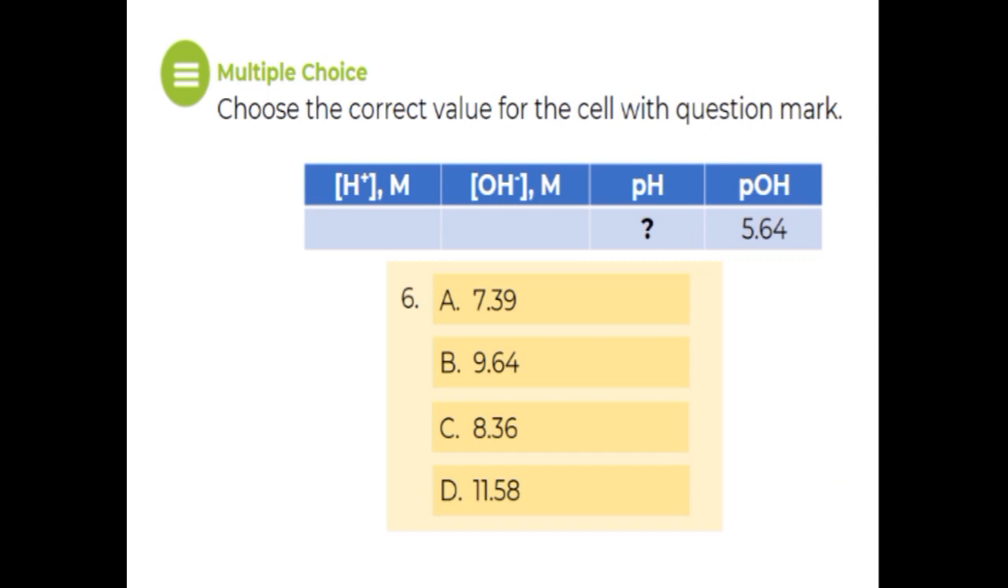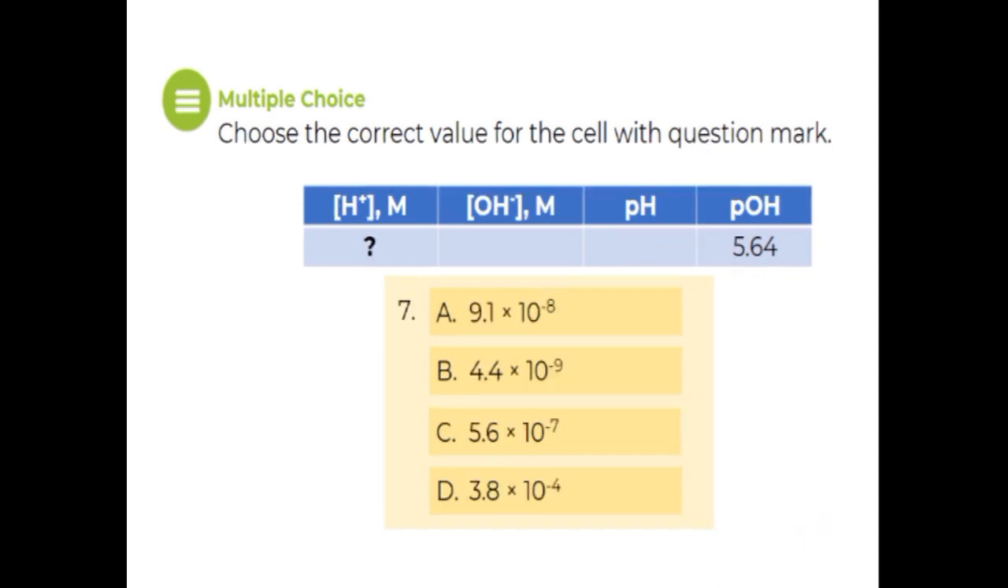Number 6. Choose the value for the cell with question mark. Letter A. 7.39. B. 9.64. C. 8.36. Or letter D. 11.58. Number 7. Choose the value for the cell with question mark. A. 9.1 times 10 raised to negative 8. B. 4.4 times 10 raised to negative 9. C. 5.6 times 10 raised to negative 7. Or letter D. 3.8 times 10 raised to negative 4.